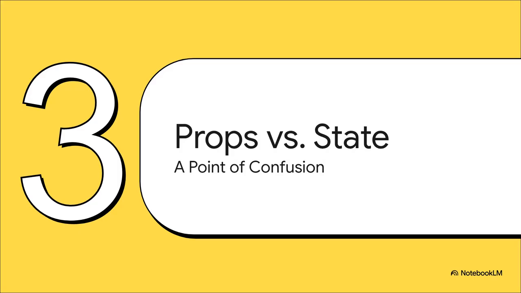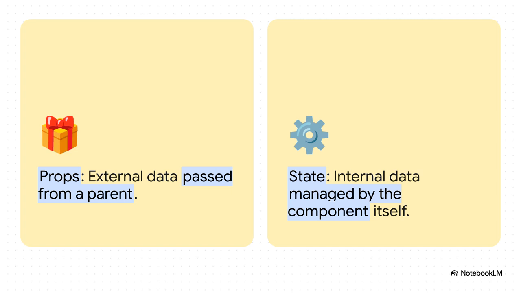All right, this is a big one. This brings us to probably the number one point of confusion for pretty much everyone learning React. What in the world is the difference between props and state? They both hold data, they both affect what's on the screen, but they are totally different beasts. The easiest way to break it down is like this. Props are external. They are data that is handed down to a component from its parent. State, on the other hand, is internal. It's data that a component owns and manages all by itself.